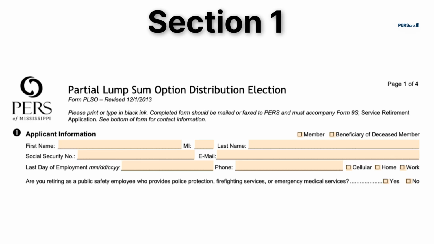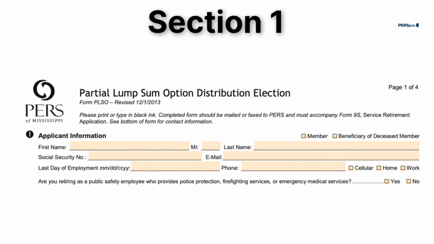Your email address. PERS email updates will be sent to this address and include legislative changes, retirement plan changes, and leadership updates. Your last day of employment. If you are not actively working, this will be the last day you worked for a PERS agency. Your phone number. Lastly, you'll need to mark whether you are a public safety employee. This question is crucial for determining whether your partial lump sum distribution is subject to a 10% penalty, which we will cover in more detail later in this video.